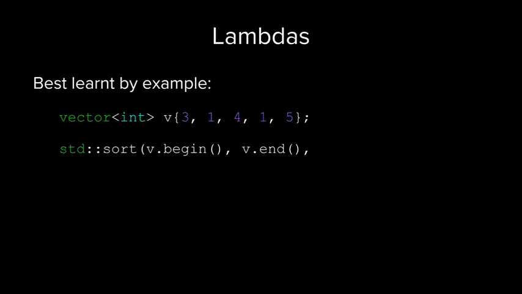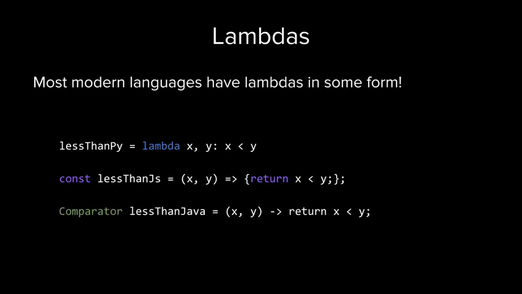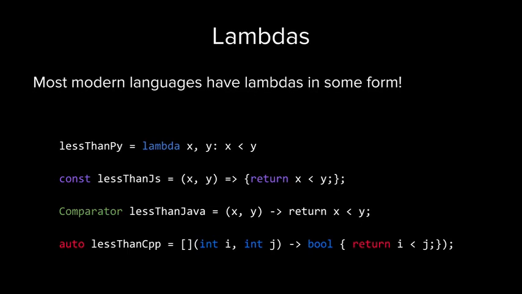Another example is if you want to use the sort algorithm. The standard sort algorithm takes an iterator range. So you're saying sort the range v.begin to v.end, and then use this comparison function. You can pass it a comparison function that given two ints says to sort them based on the fact that i is greater than j. The first one is sort them in reverse order, basically. Okay, so these actually exist in almost every modern language. They exist in Python, definitely, JavaScript, Java even, God forbid, and then C++. So really cool advanced C++ topic.